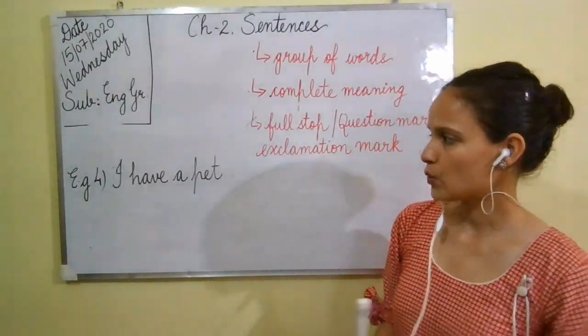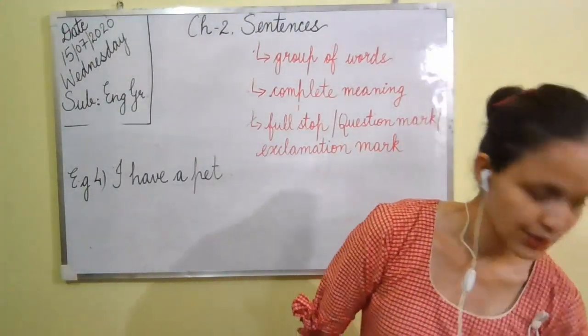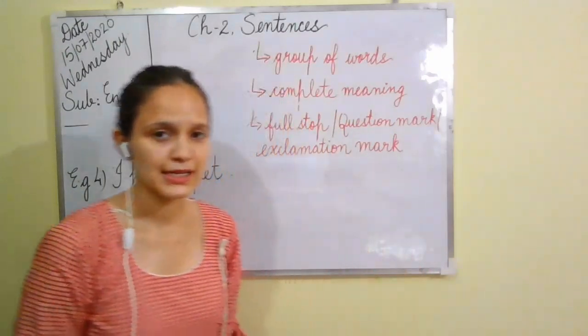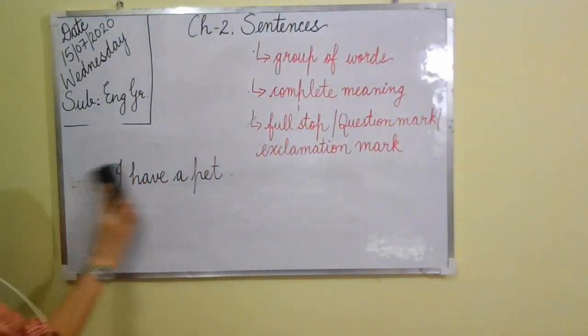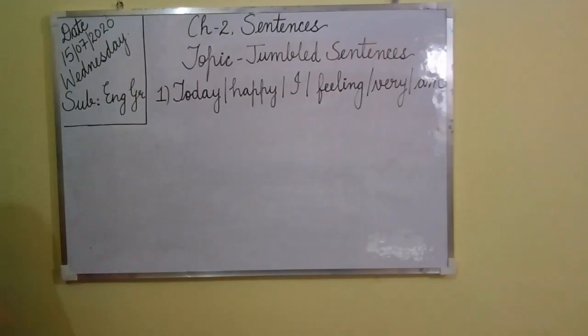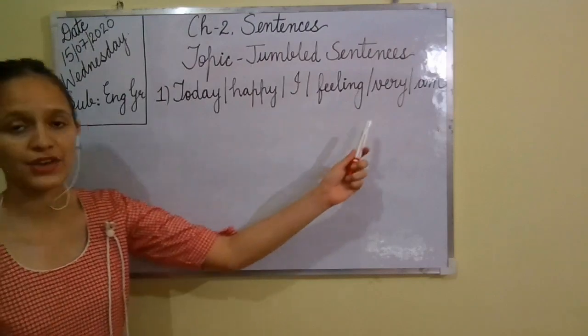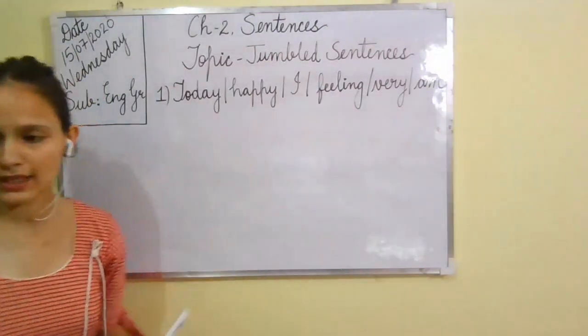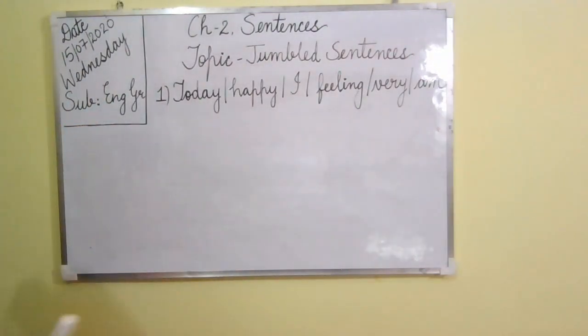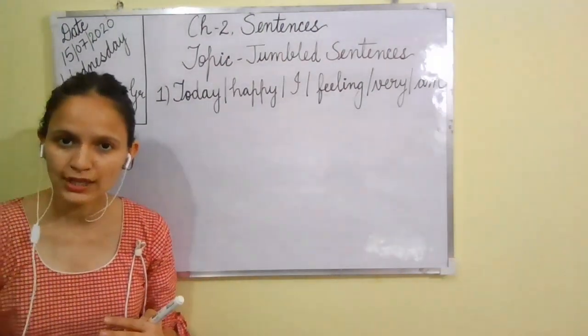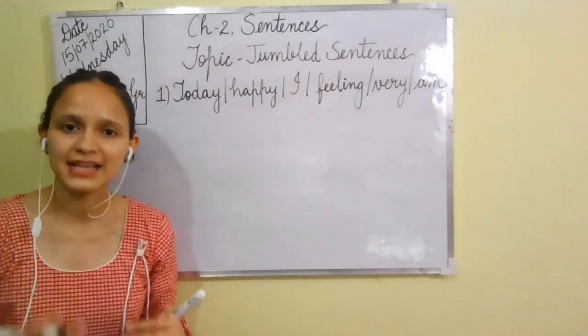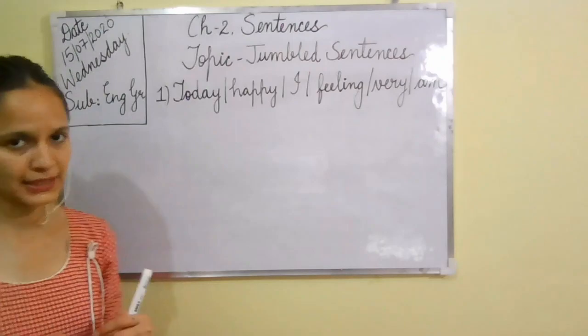Now we are proceeding with jumbled sentences. So here you can see some group of words. You can see today, happy, I, feeling, very, am. अब these are the jumbled words. अब आपको इनको rearrange करना है to give it a complete sense, a complete meaning.